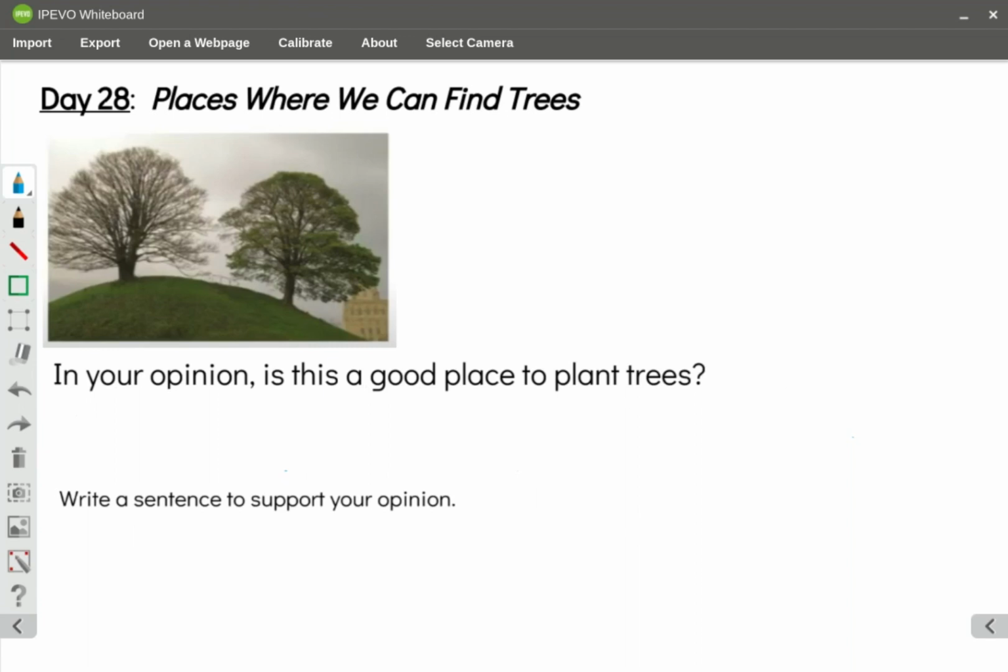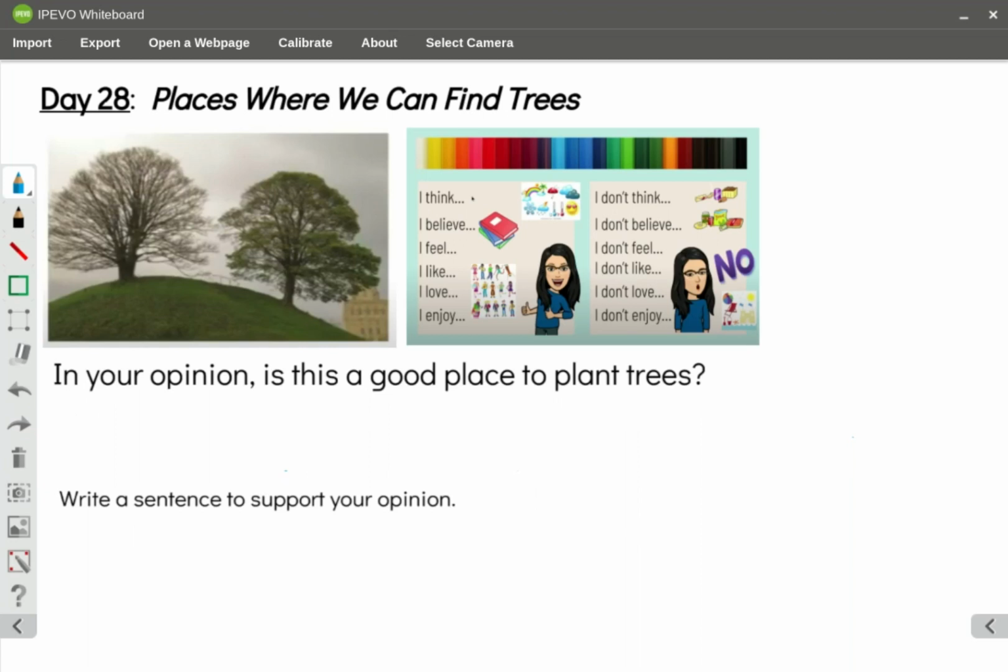Let me think. Is the top of the hill a good place to plant trees? Yes, I think so. I think hill is a great place to plant trees. Now that I have formed my own opinion, I can write my sentence. Now, remember last Friday, I gave you many sentence starters to help you express your opinions. There are different sentence starters, including I think, I believe, I feel, I like, I love, I enjoy. But today, I think I'm going to use I think.